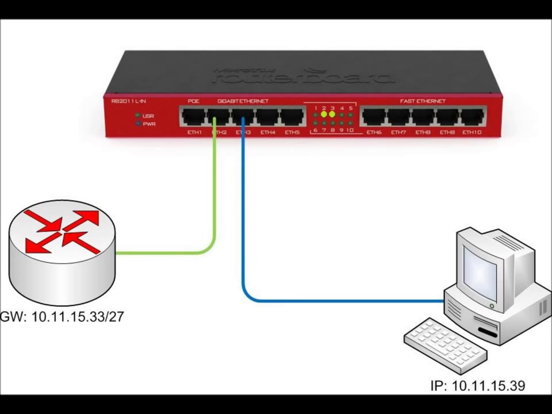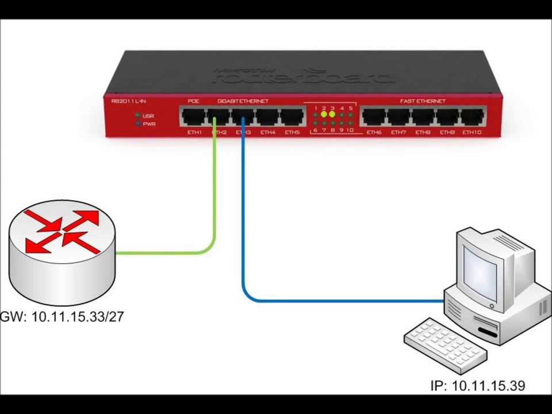Hi all! In this video I'll show you how to configure one VLAN per port of the Mikrotik switch. In the first example we have a PC connected to port 3 of Mikrotik RB2011LS, and that needs to be an access port, meaning only one VLAN is allowed.